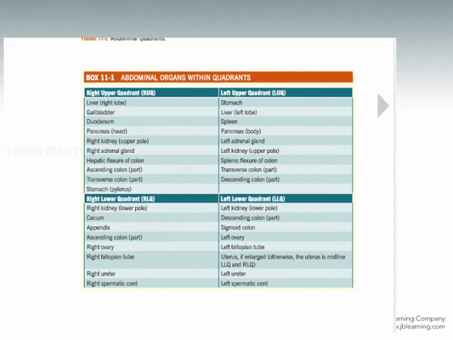This is a really good chart about the abdominal organs within the quadrants. So, for example, in your right upper quadrant, you have the right lobe of the liver, the gallbladder, the duodenum, the head of the pancreas, the upper pole of the right kidney, the right adrenal gland, the hepatic flexure of the colon, part of the ascending colon, part of the transverse colon, and the pylorus part of the stomach. So even though you don't have an entire organ for all of them, some of them go into the different other quadrants.